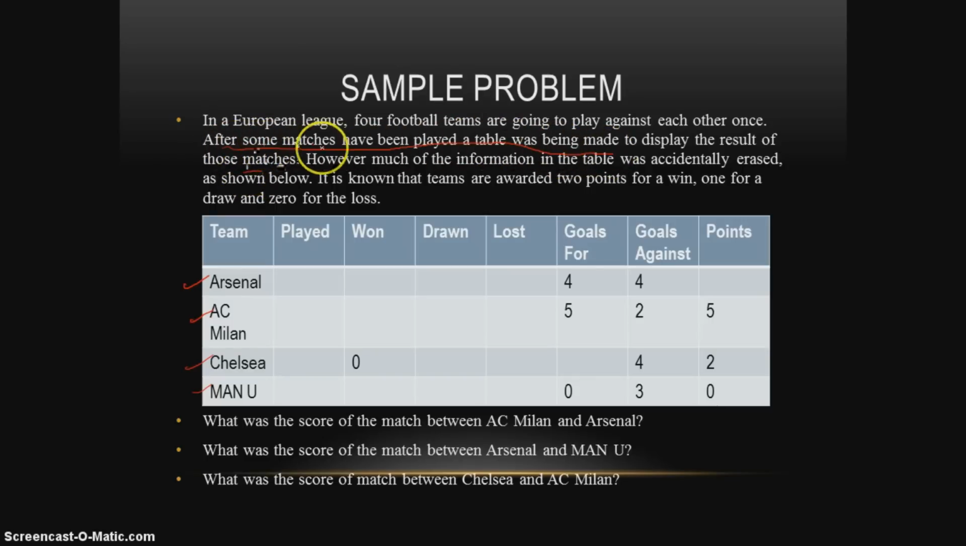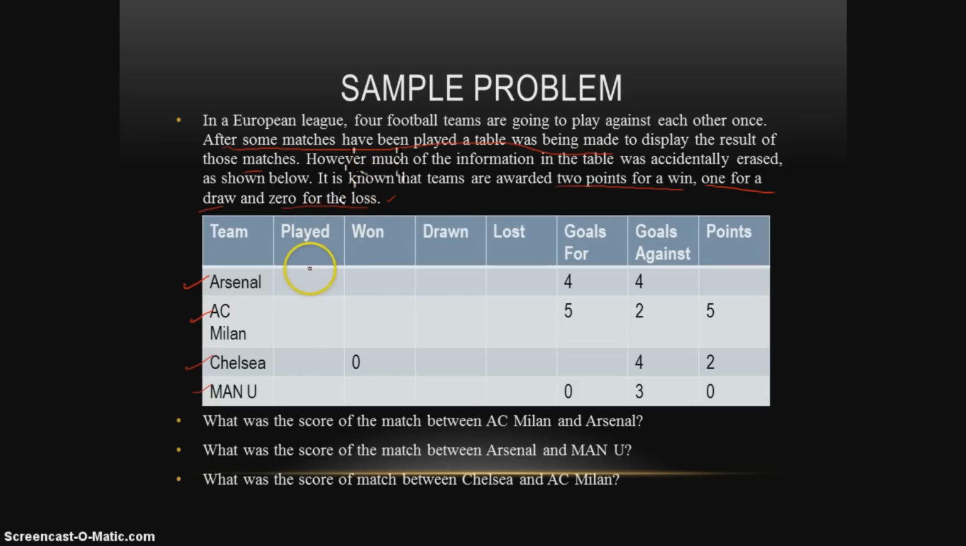So it says after some matches have been played. We have to note this because all the matches have not been played. However, much of the information in the table was accidentally erased as shown below. So we don't have the complete table but a part of it. It is known that the teams are awarded 2 points for a win, 1 for a draw and 0 for a loss. So this is also an important point to note.